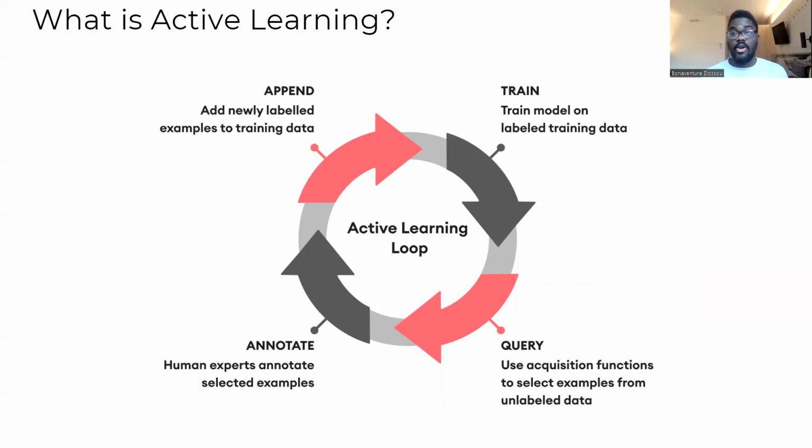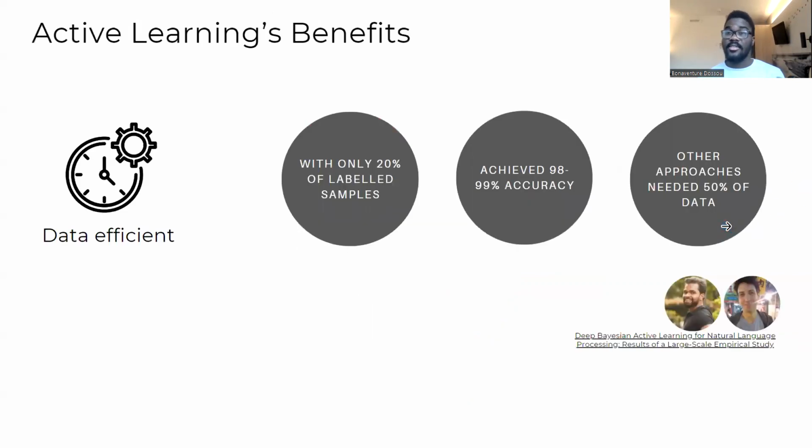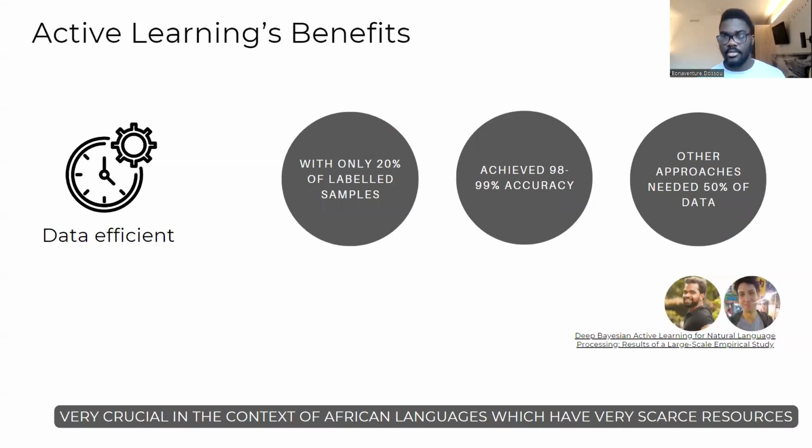Here, the query can be a person, can be a model, for instance a classifier, can be anything. Now, why is active learning interesting? It's interesting because even though there is very little NLP research about active learning, the existing work has shown that with only 20% of labeled data, we can achieve as much as 98 to 99 percent accuracy, while other approaches need at least 50% of the amount of labeled data. And this is very crucial, as I was saying, because African resources are very scarce.